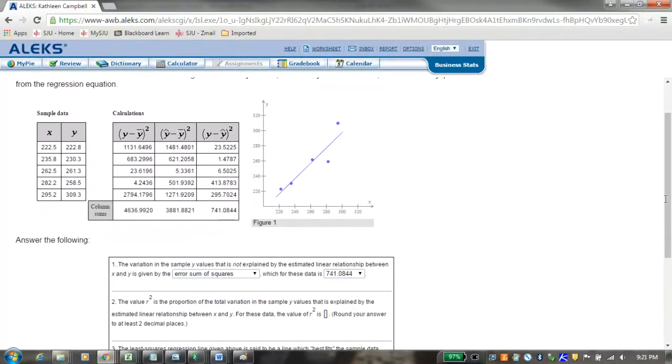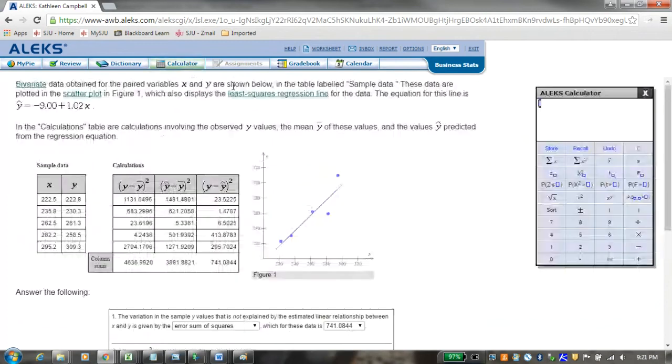Then they talk about the R squared. R squared is probably one of the more vital pieces of statistical information you want to be able to find. R squared is the proportion. A proportion is just part over whole. It's the proportion of the total variation in the sample that is explained by the regression equation. So it's saying what proportion is my explained over my total. The explained is 3881. The total is 4636. And the unexplained is 741.